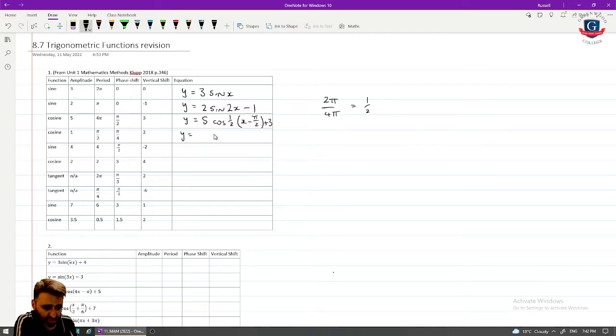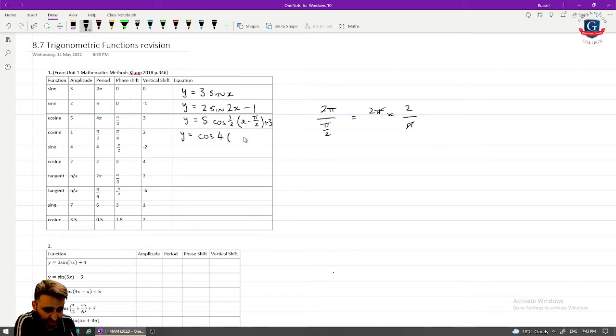Y equals, the amplitude's 1, so this is just going to be cosine. Pi on 2, we have to be a little bit careful with this one. I'll just turn my pen upside down to erase. So 2 pi divided by pi on 2 is equal to 2 pi multiplied by 2 on pi. They'll cancel. You've got 4.